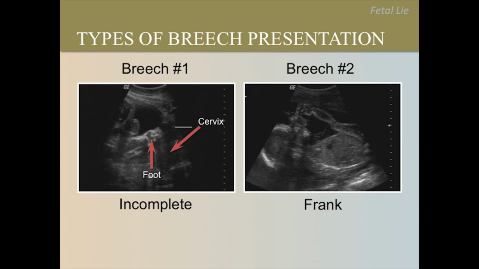These images show an incomplete and frank breech. Please notice the foot nearest the cervix in the left image, which is characteristic of an incomplete or footling breech. In the right image, the buttocks are nearest the cervix, and you can see one leg extended up in the anterior part of the image. This is a frank breech.